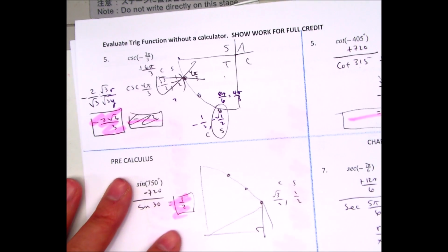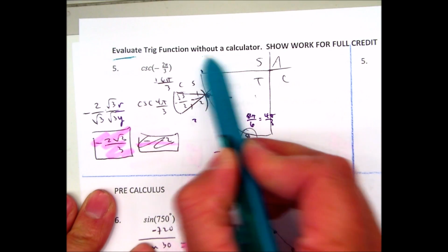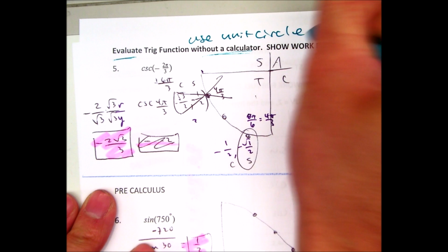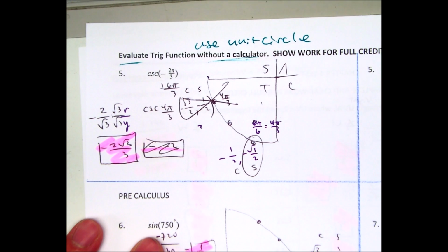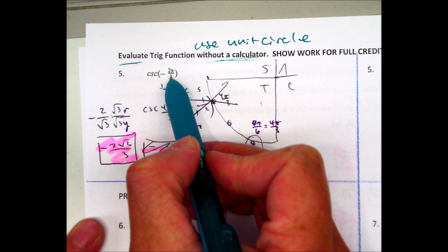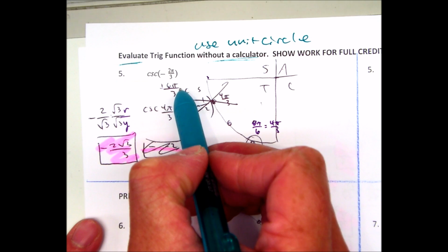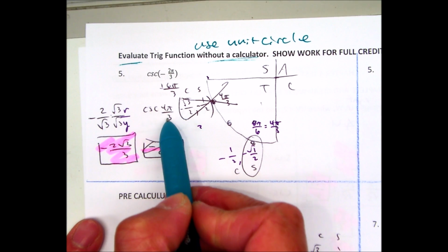Turn the page. Same thing, evaluate without the calculator. Basically means use unit circle. Notice how I'm kind of deriving my triangles just using the unit circle. So cosecant of negative 2 pi over 3, I don't like the negatives, so get a coterminal angle. Full rotation in radians is 6 pi over 3. Negative 2 plus 6 gives me a positive 4. Cosecant of 4 pi over 3.